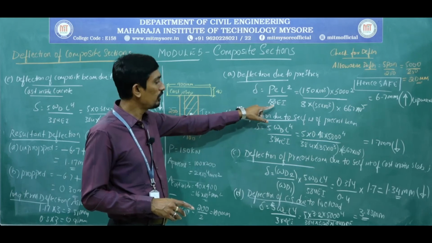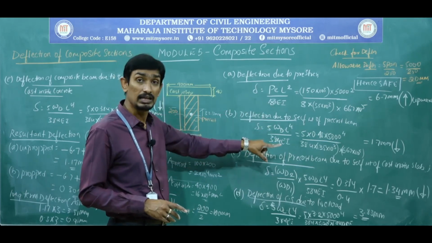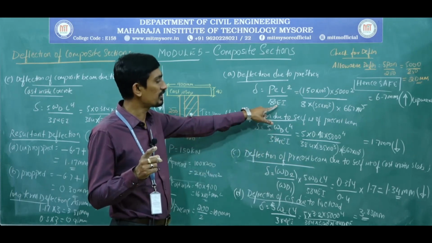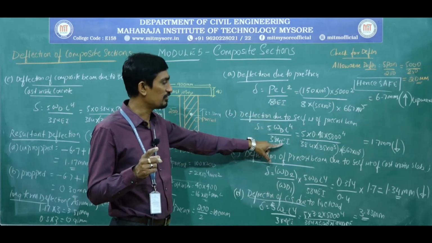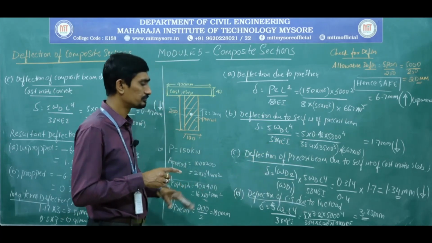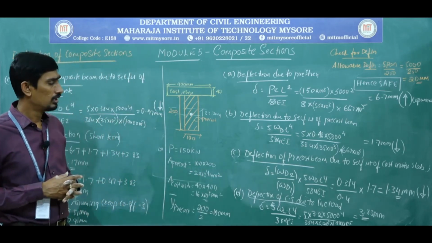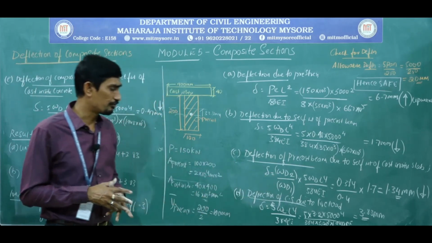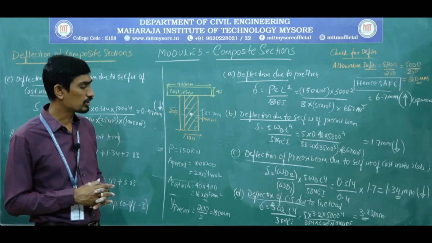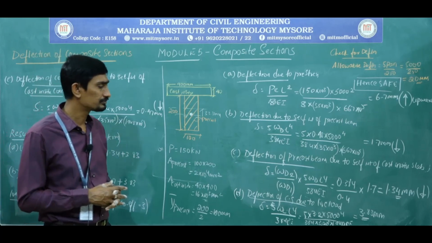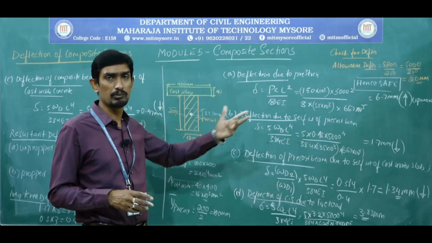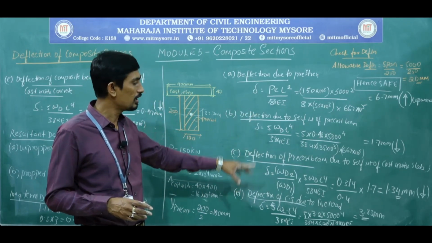Apart from this, you need to be very cautious with substitution of E, because I have already told you it is varying. You need to substitute the modulus of elasticity of precast. Here also the same thing, modulus of elasticity of precast. Now come to the composite section. You need to be very careful: it has already been multiplied by 1.25, so there is no need to multiply again here.